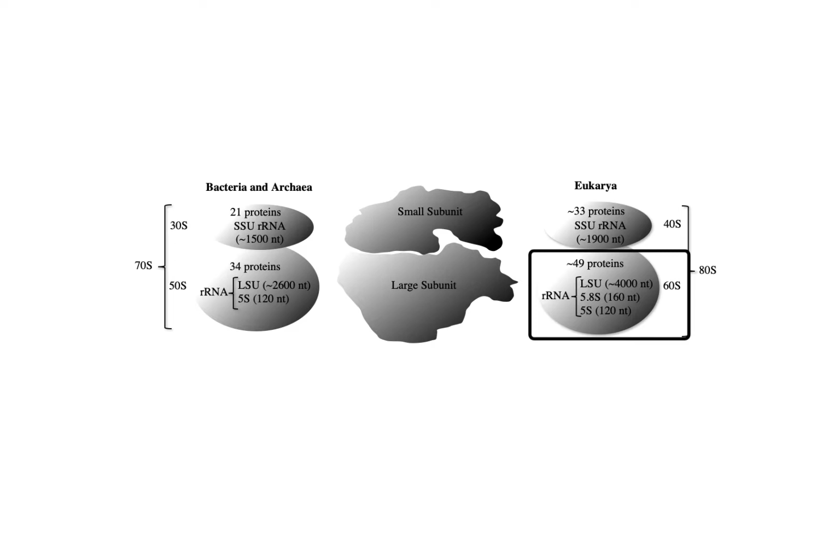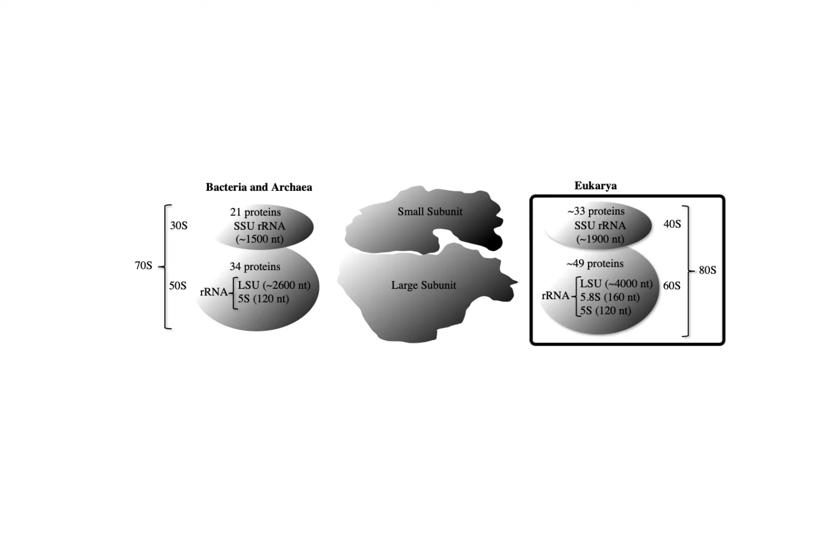And again, those proteins are holding those RNAs into their functional form. So in eukaryotes, the small subunit is about 40S, the large subunit is about 60S, and totally together it makes up an 80S ribosome. And again, the central parts of the large subunits and small subunits are very much the same, including quite a bit of sequence conservation, which is unusual for RNAs.